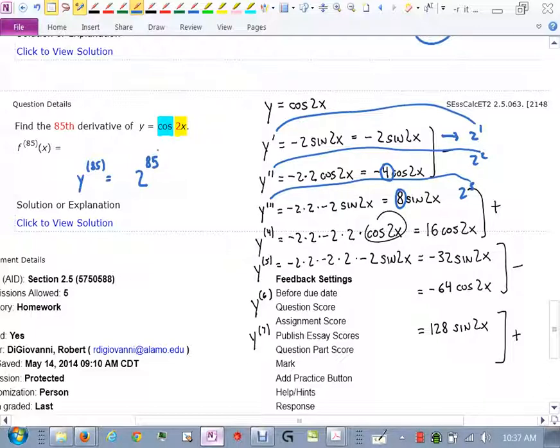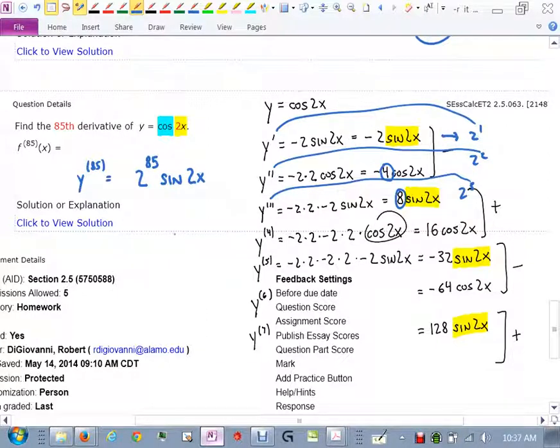And then we need to determine if we're going to have a sine or a cosine. So let's see. First derivative, we have a sine. Third derivative, we have a sine. Fifth derivative, we have a sine. Seventh derivative, we have a sine. So it looks like all the odds we get sines. So we should get a sine 2x here. And the question now is, is it positive or is it negative?